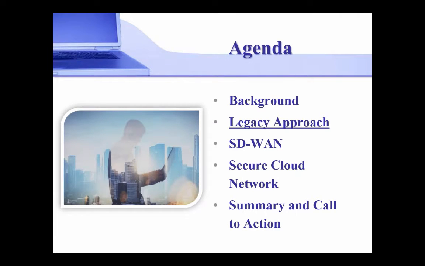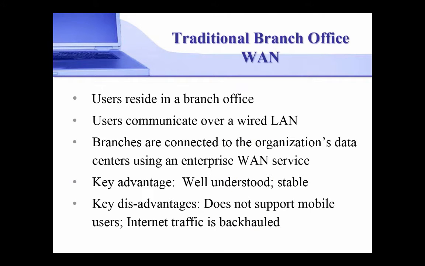Now, as I say, I want to talk about a few different approaches to wide area networking, starting with the traditional branch office WAN. In this environment, users reside in a branch office, and they communicate in that branch office over a wired LAN. They're connected to the organization's data center using an enterprise service like Frame Relay or ATM or MPLS. And there are some important advantages to this approach. It's well understood and it's stable. MPLS, for example, has been out for 15 years. So again, well understood and stable approach.